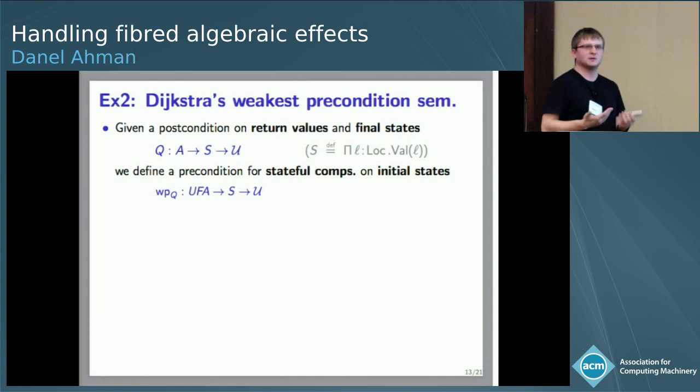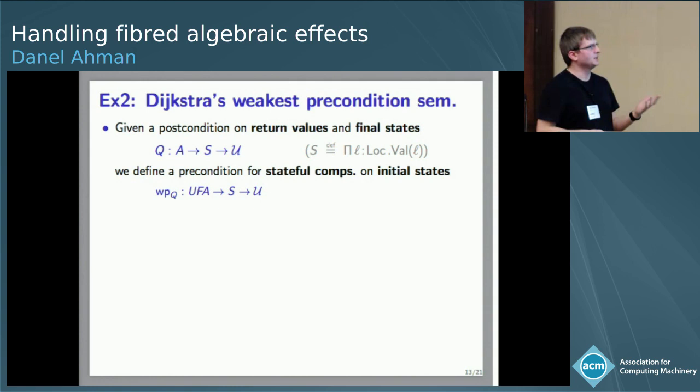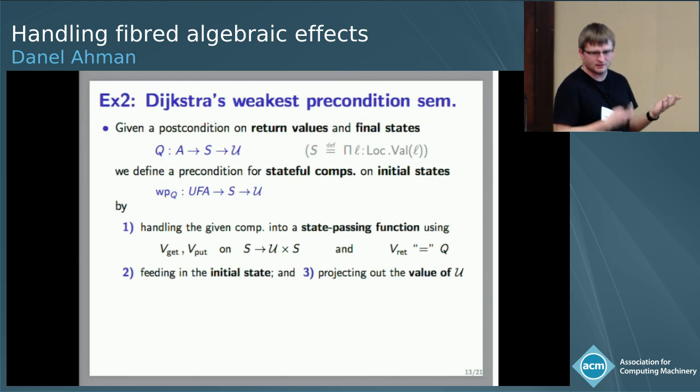So actually, the natural thing that you will do then is what's on the slide. So instead of taking a predicate on just return values, we take a predicate on return values and final states, so a postcondition, and the predicate that we define turns it into a predicate on computations and initial states. And deliberately, it's being written WP, you'll get weakest preconditions out.